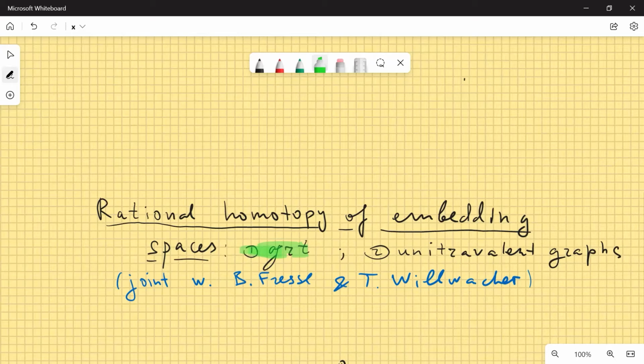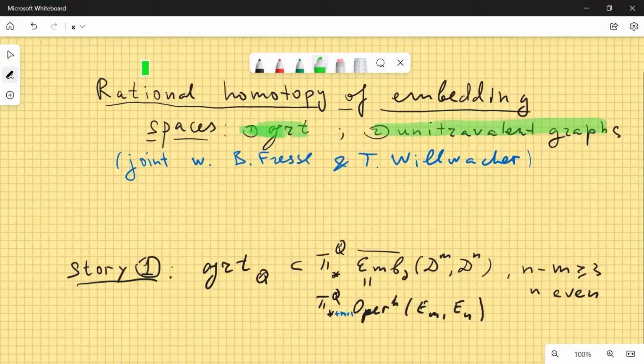And second, it will be about the rational homotopy type of embedding spaces and how unitrivalent graphs encode certain invariants which in their turn encode the rational homotopy type of different components of embedding spaces. So, I will start with the first story.